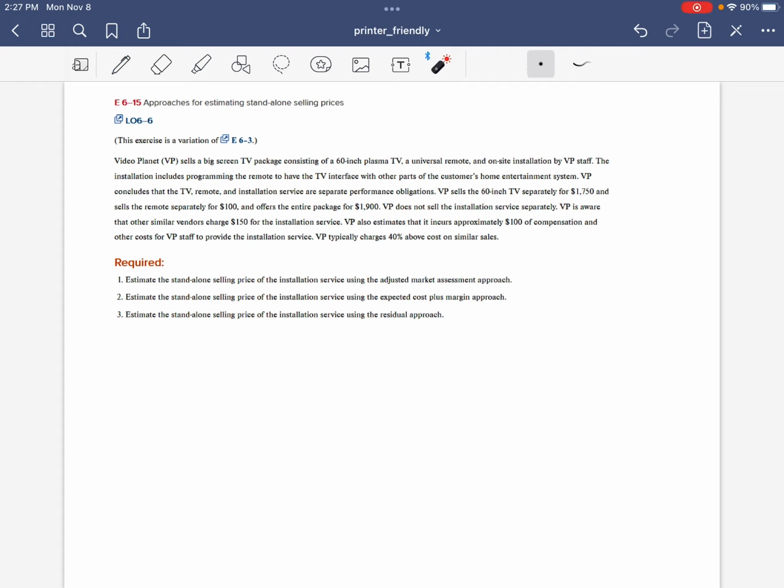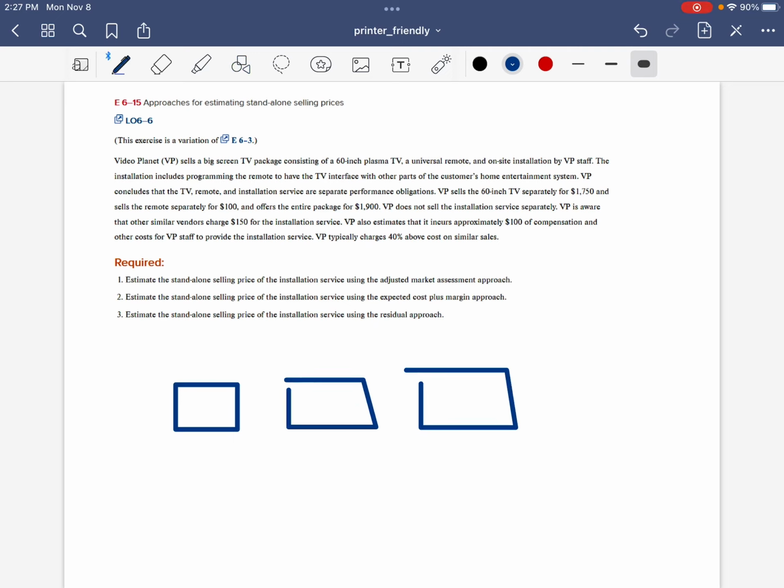So we have Video Planet. They sell a TV that could come with a remote and installation services. If we think about what's going on here, we have 3 parts in a single sale. We have the TV, we have the remote, and we have the install. And somebody could purchase all of these for $1,900 total.